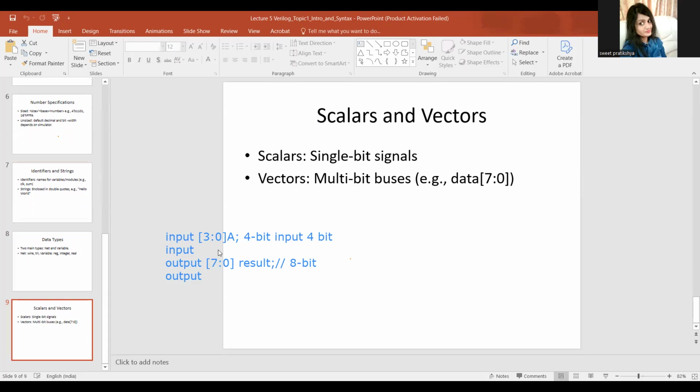And in the next lecture, we are going to learn how these operators and various keywords are used, one by one, in depth.